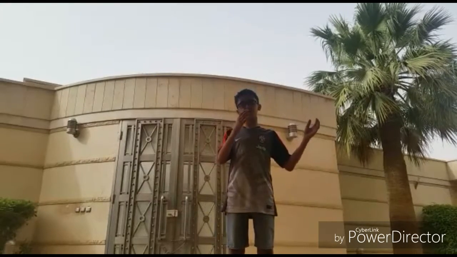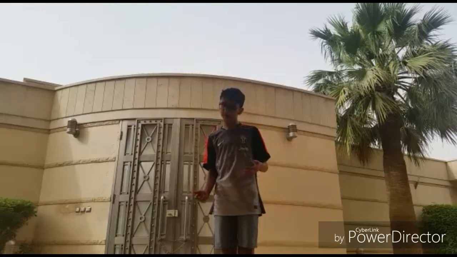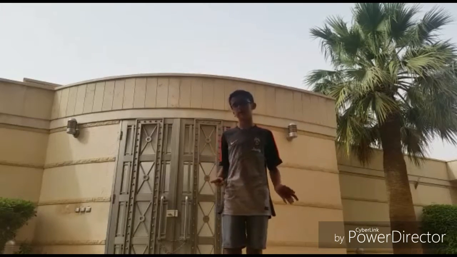And it has properties of metals. That's why it's in the first column. And it also reacts with water violently. Second is the alkaline earth metals. They react with water and oxygen, but not as violently as the alkali metals.